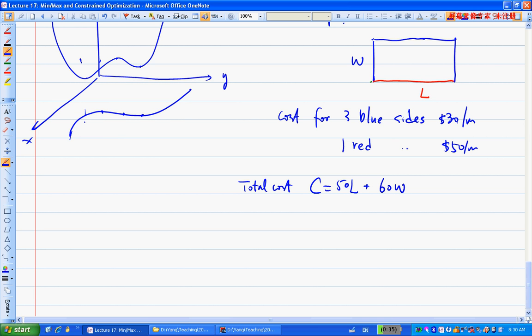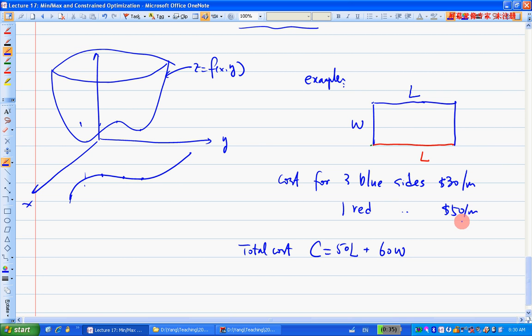1 L is blue. Yeah, 1 L is blue. This L here. The blue side is $50 per meter, so this is 50 times L. I thought that was red. Red is 50. No, these three sides are blue sides. Yeah, cost you $30 per meter.